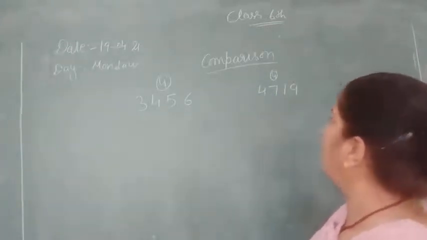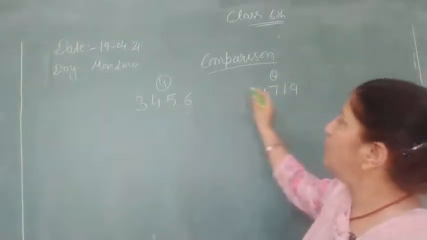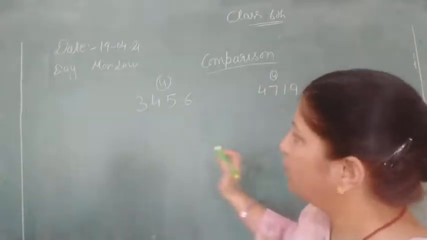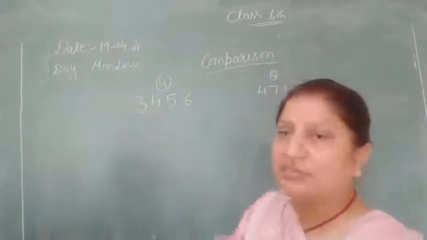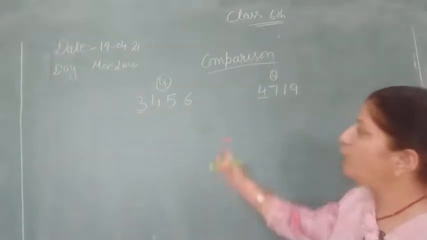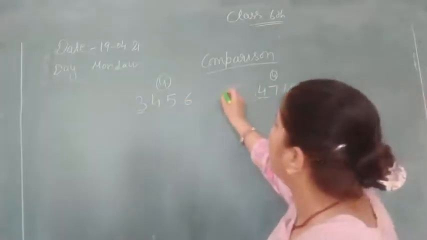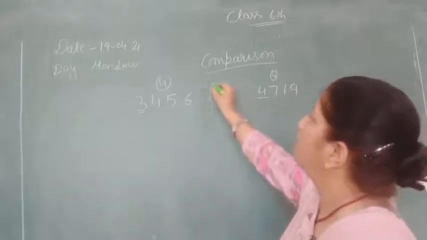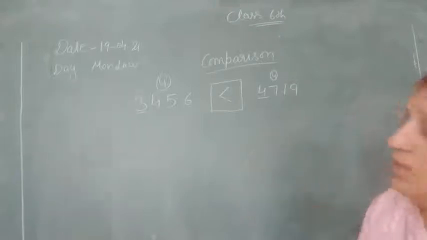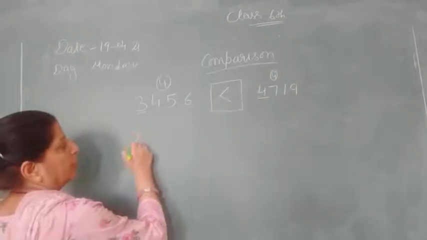Now it is simple: both numbers have the same number of digits. Then how do we compare these numbers? We compare from the left side. This number is 3 and this number is 4. Now we see that 3 is less than 4. So we write here like this, and we put this symbol in the box. Is that clear? Now we take another example.